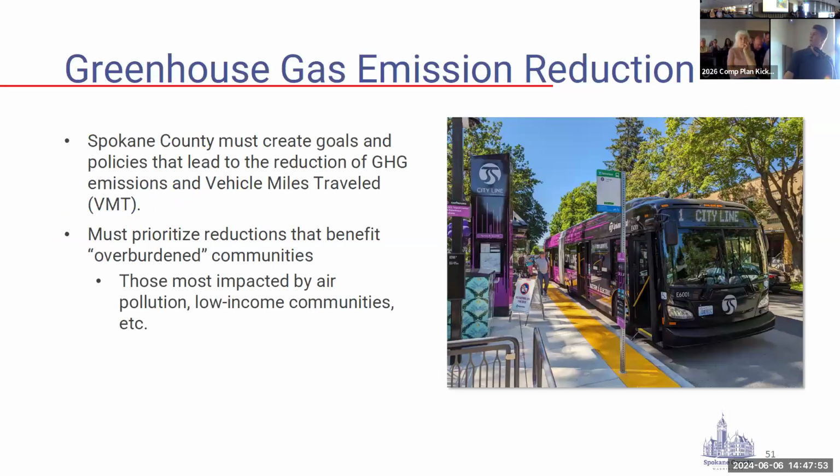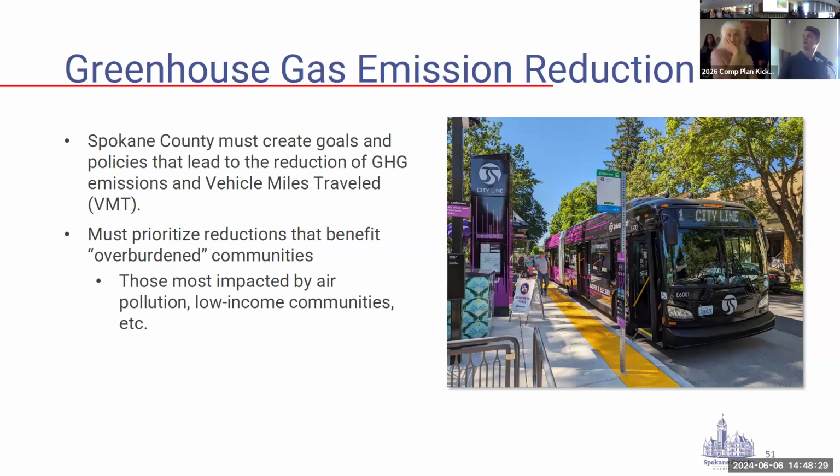Now, returning real quick to the sub-elements and some of the specifics of those. The first one is the greenhouse gas emission reduction sub-element. Josh spoke briefly on some of the requirements included in this when he talked about transportation, but I can reiterate them again. Essentially, in this sub-element, there must be goals and policies that lead to the reduction of greenhouse gas emissions and vehicle miles traveled in Spokane County.